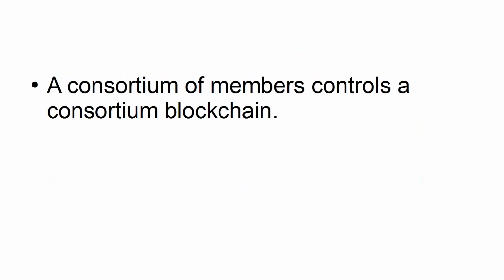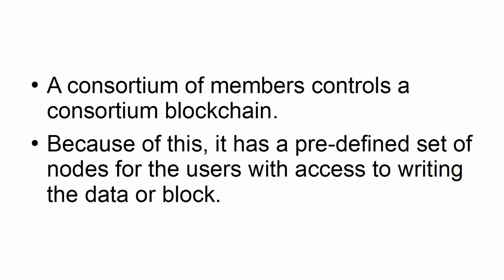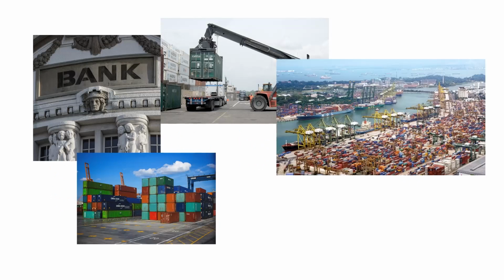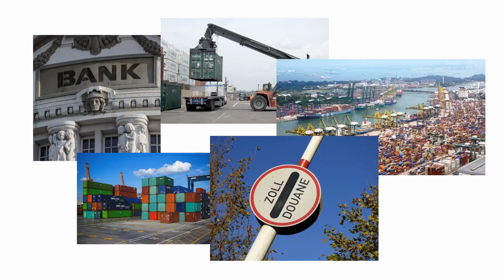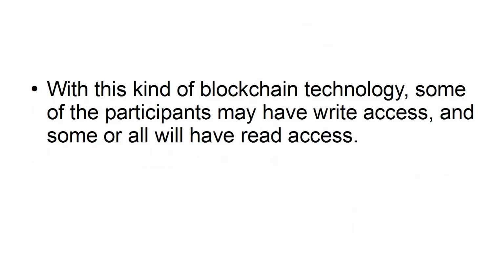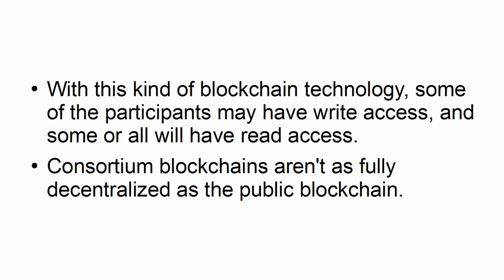Consortium blockchain. A consortium of members controls a consortium blockchain. Because of this, it has a predefined set of nodes for the users with access to writing the data or block. Members of a consortium blockchain may be participating banks, exporters, importers, ports of sending and receiving countries, custom officials, etc. With this kind of blockchain technology, some of the participants may have write access, and some, or all, will have read access. Consortium blockchains aren't as fully decentralized as the public blockchain.